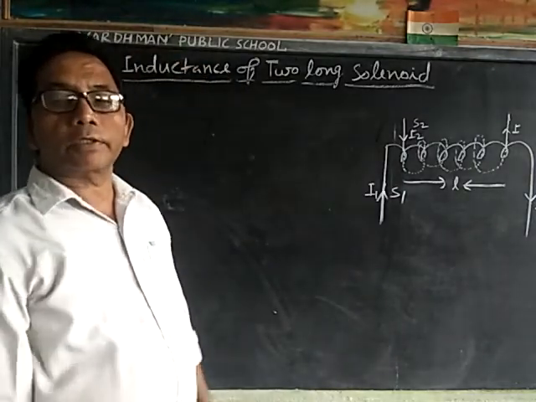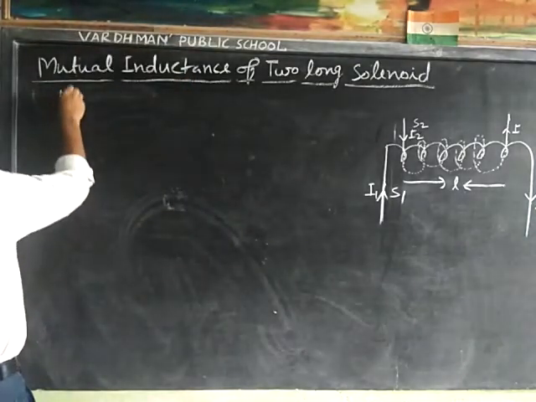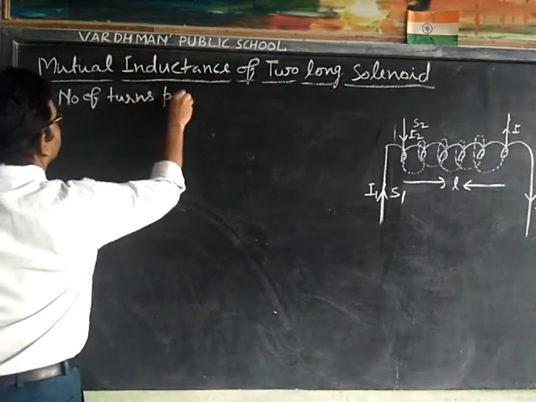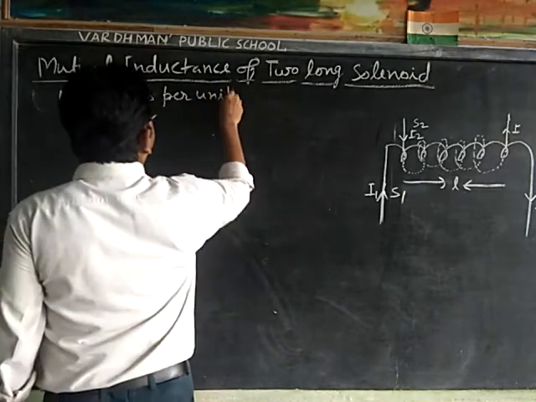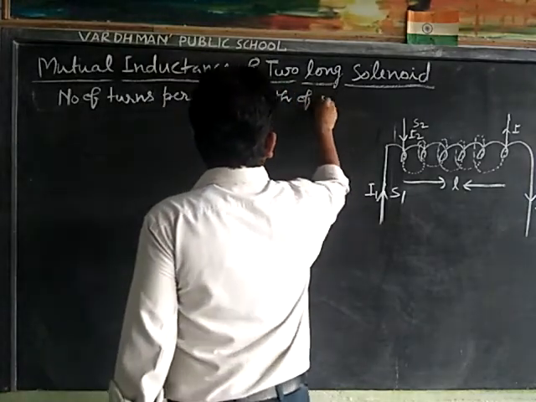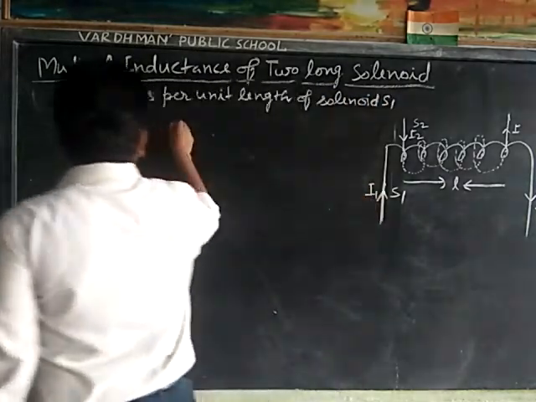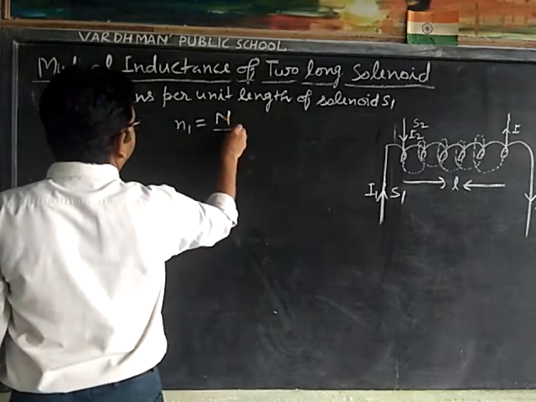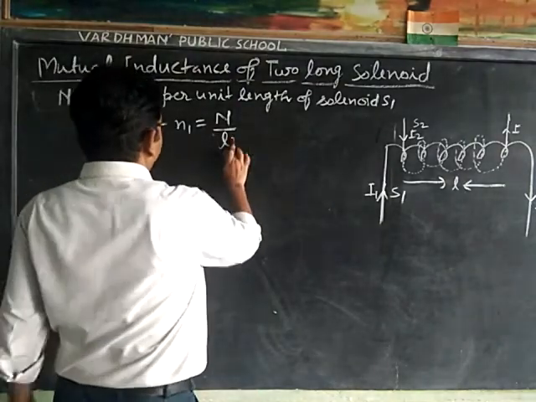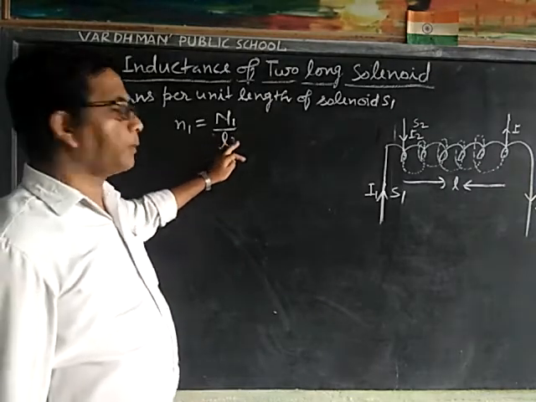Now, the number of turns per unit length of solenoid S1, that is small n1, is equal to capital N1 upon L.